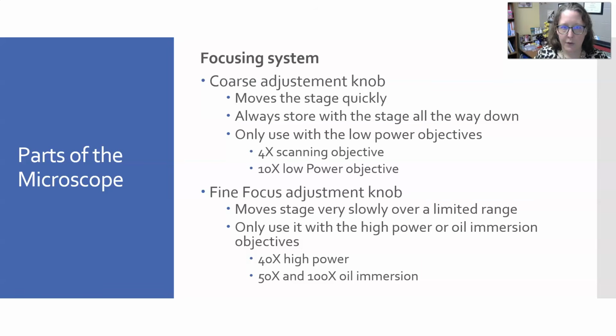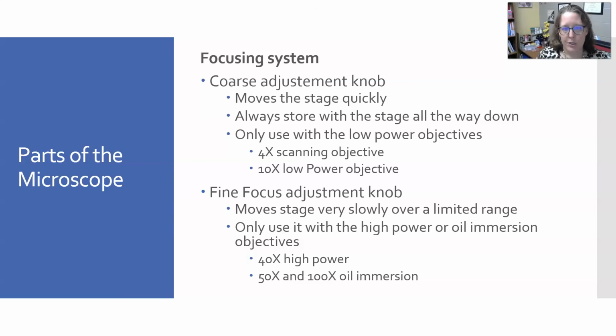So in the focusing system, you also have coarse and fine focus adjustment knobs. The coarse adjustment knobs will move the stage up and down quickly. They're the bigger knobs. I'm going to show you in a picture in a second what it looks like. You should always store your microscope with the stage all the way down, so you would take the coarse adjustment knob and bring the stage all the way down.